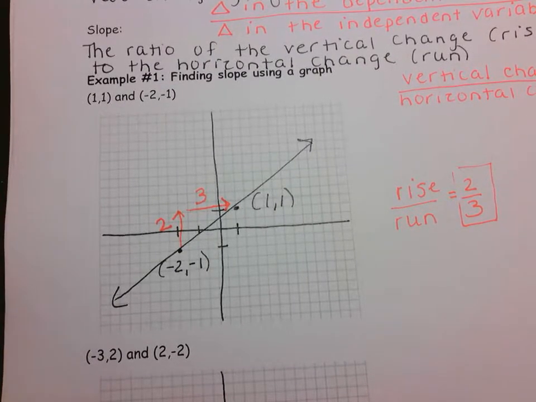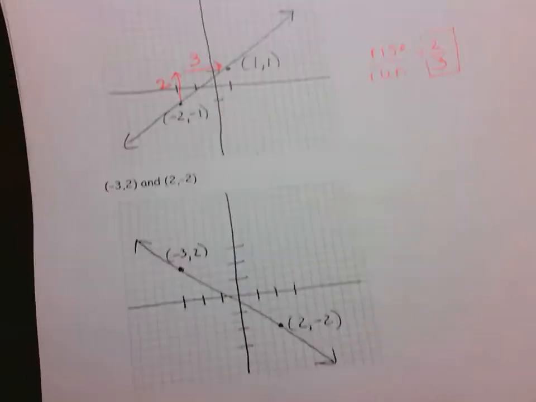As y went up by 2, x went up by 3. It's a ratio of my change in y, how much my y changed, and how much my x changed in order to get from one point to the next. Okay, so let's look at the next example.